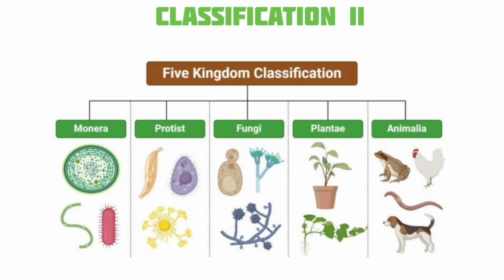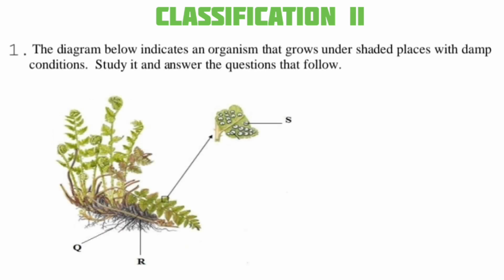So in this lesson of ours, we are going to discuss several questions on classification in depth. On to our first question. The diagram below indicates an organism that grows under shaded place with damp conditions. Study it and answer the questions that follow.